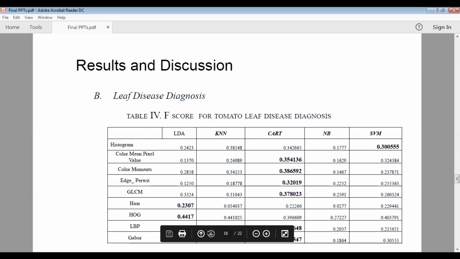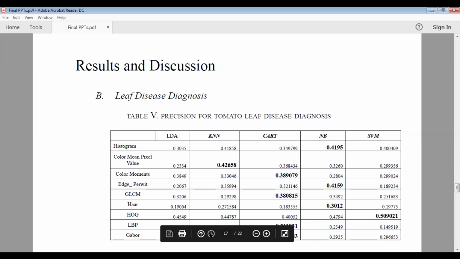This is the F score for tomato leaf diagnosis. Here you can see the comparison I have shown: for this decision tree the measurement is good, but for the others it is not that much, and for LDA and LBP these are somewhat different. The same thing holds for precision also. In precision it is not the same for SVM or the others, it is distributed.